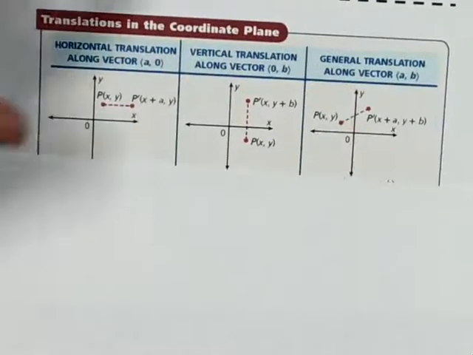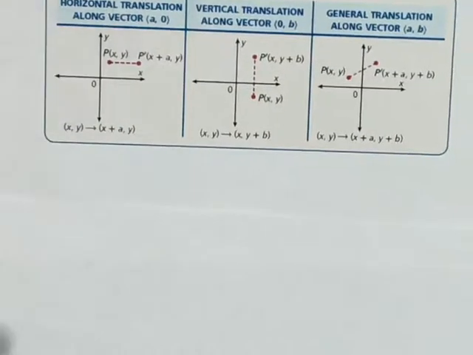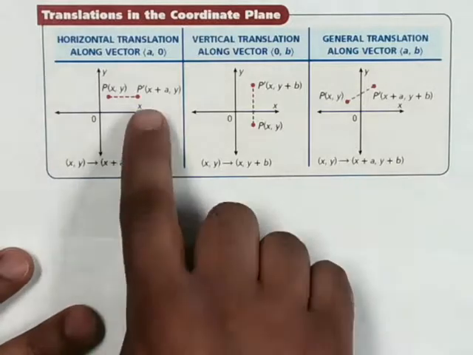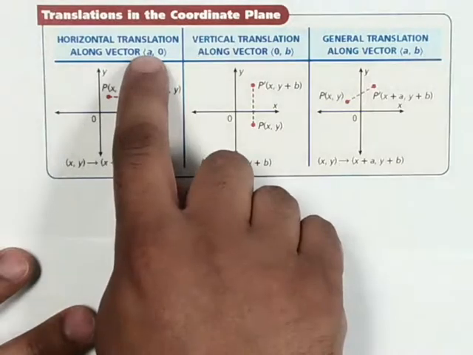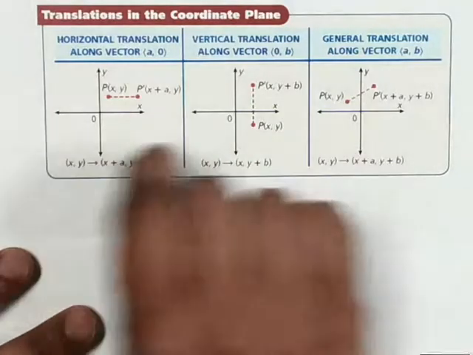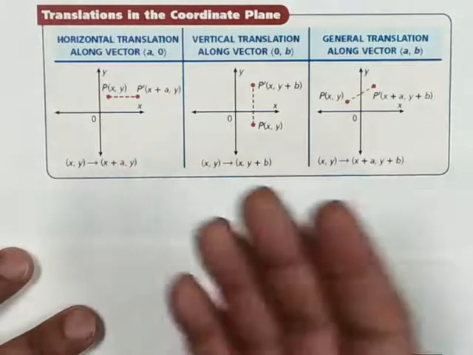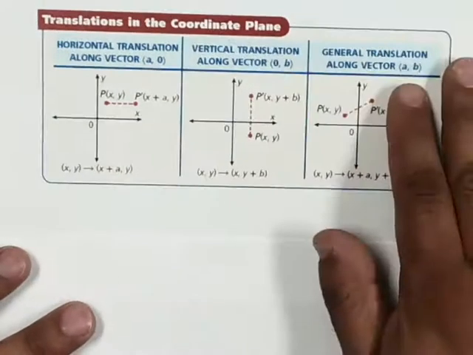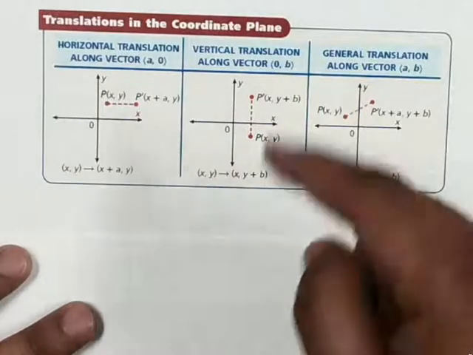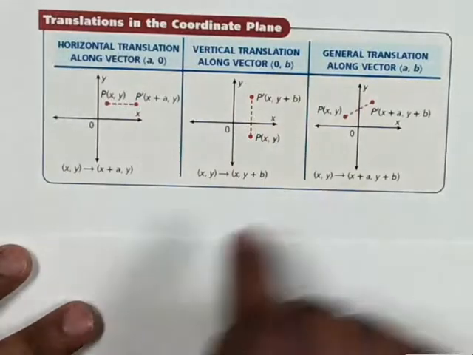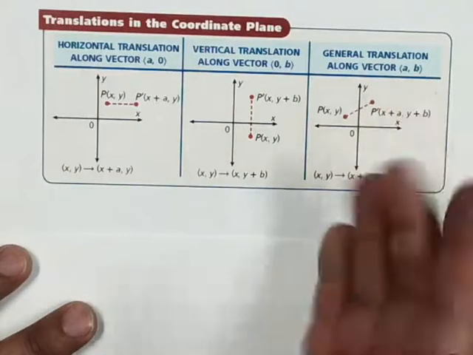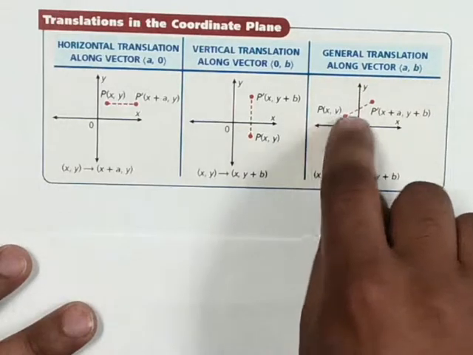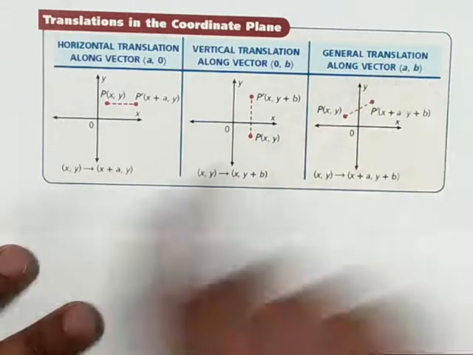Okay, and we'll look at some examples to kind of go through this, but here is just a summary of the different translations. This A,0 would represent a move along the x-axis or parallel to the x-axis. The 0,B would represent a change vertically, parallel to the y-axis, and an A,B change would be something where you change the x and the y value by those A and B.